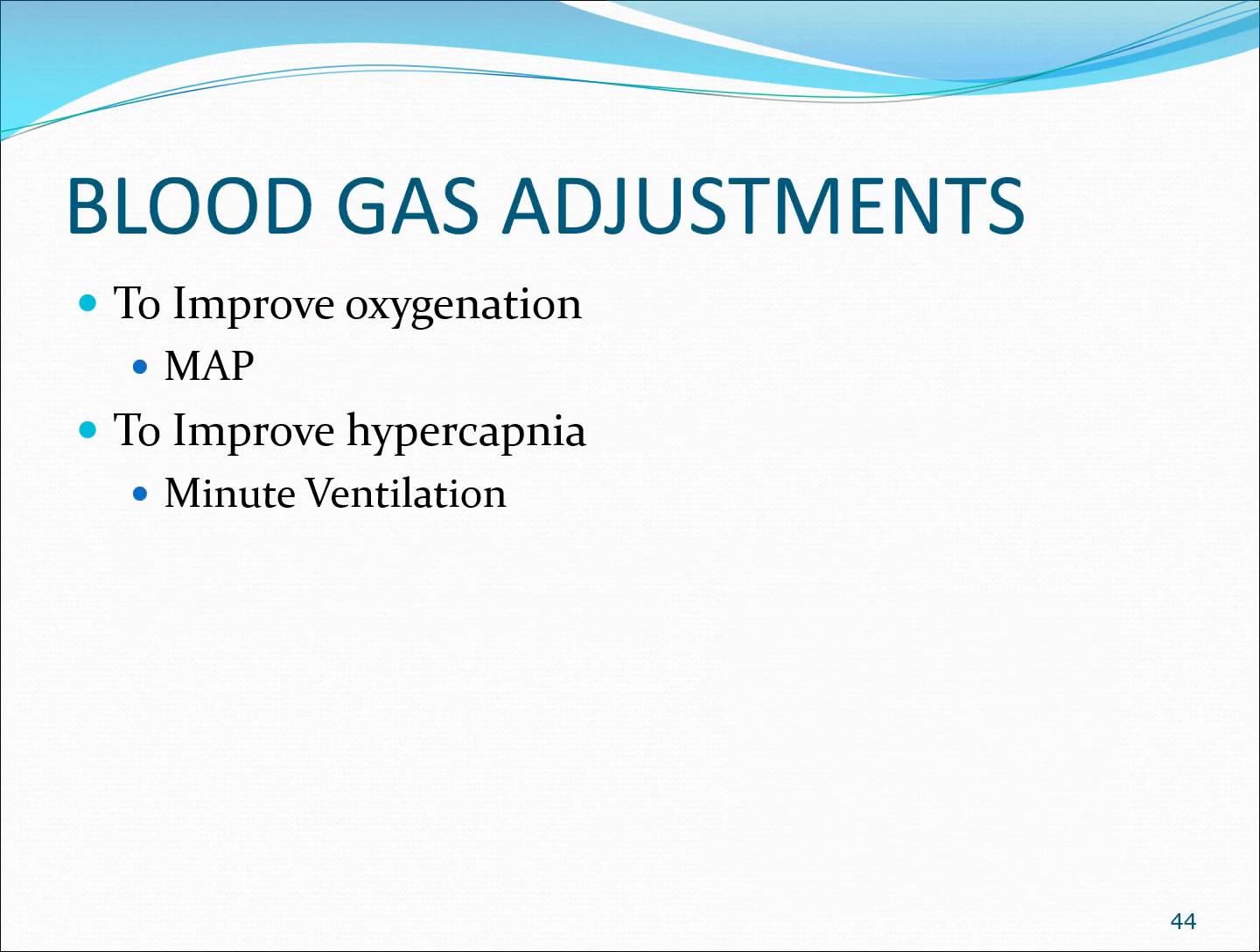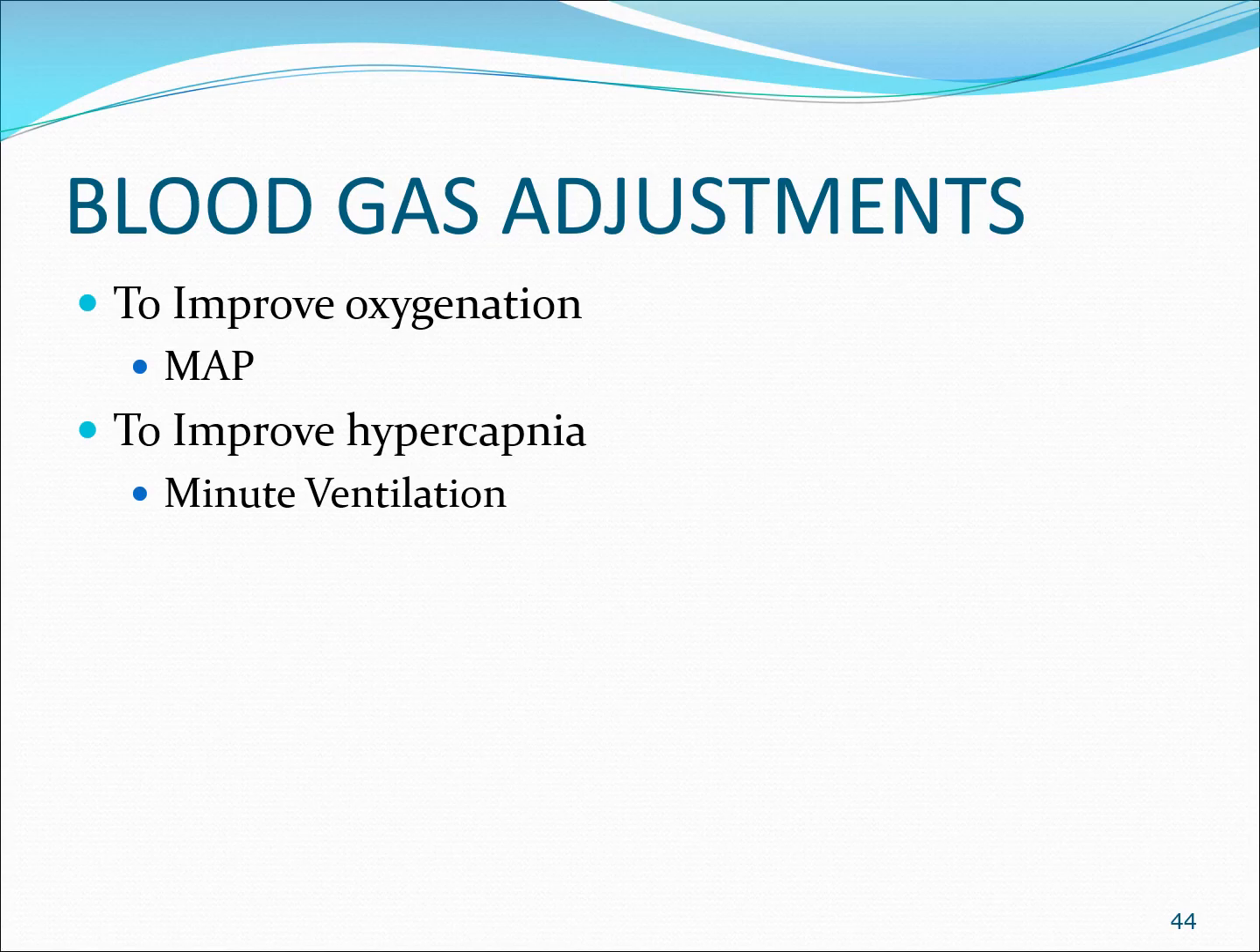So in regard to APRV, what kind of blood gas adjustments are you making? Think about this. To improve oxygenation, you have to increase your MAP. To improve hypercapnia, like suppose your CO2 is too high, you have to increase your minute ventilation. So these are the basics. No matter what knob you touch on the ventilator, if you want to improve oxygenation without touching the FiO2, you have to increase your mean airway pressure. And if you want to improve hypercapnia, the only way to do it is to increase your minute ventilation.